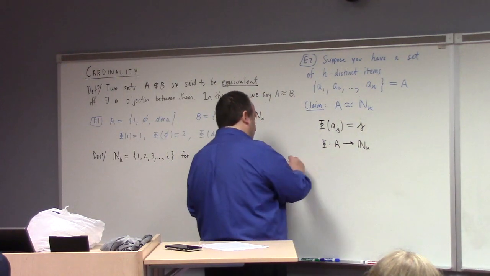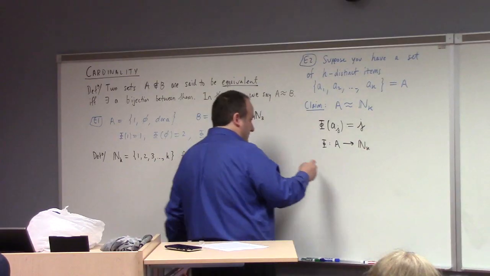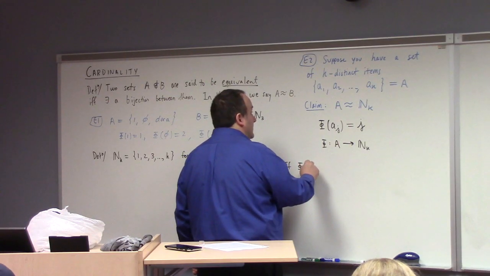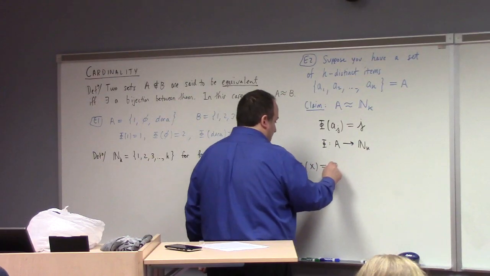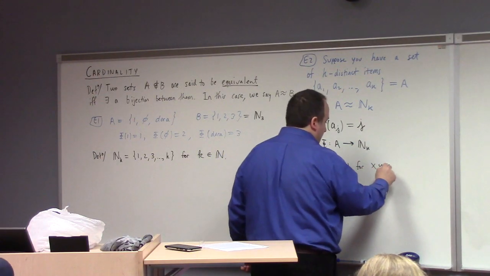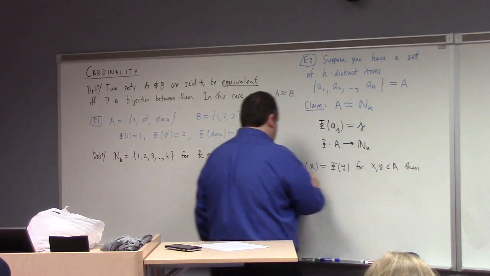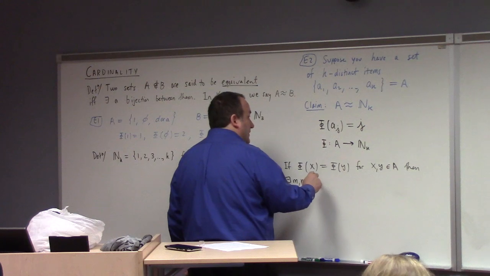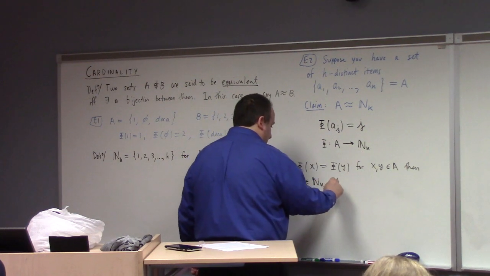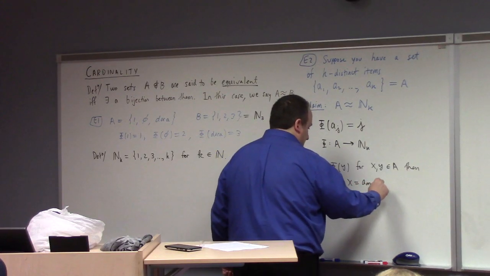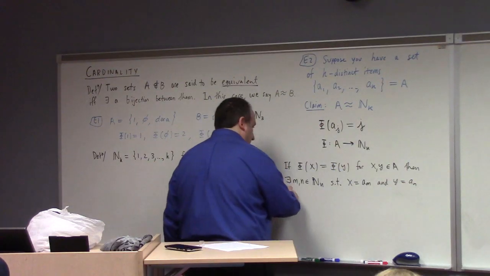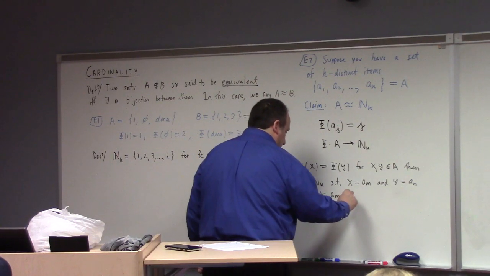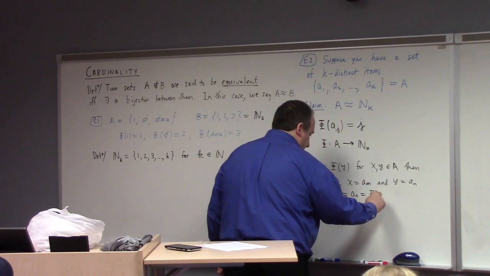We can prove it. Let's prove that this is a bijection. So if we have phi of x is equal to phi of y for x and y in A, then there exist m and n in n sub k such that x is equal to a sub m, and y is equal to a sub n. Thus, phi of x is equal to a sub m, which is equal to a sub n, which is my phi of y, right?